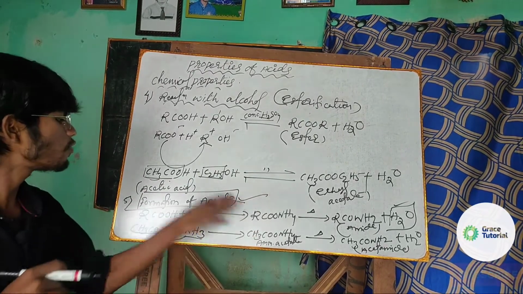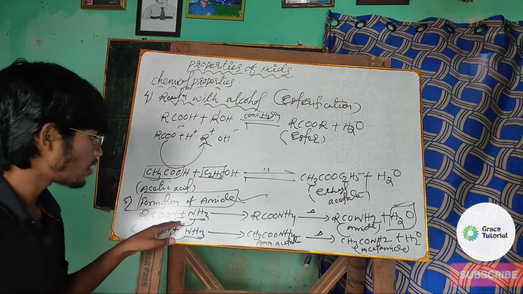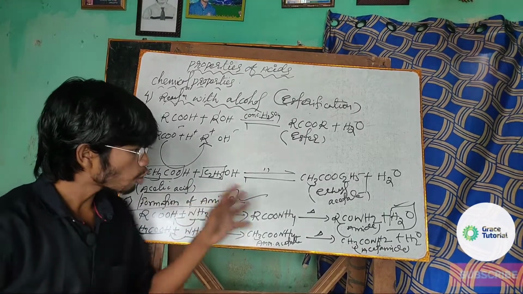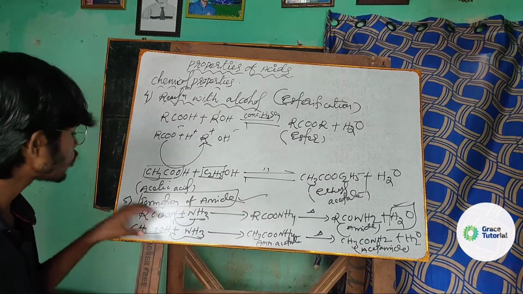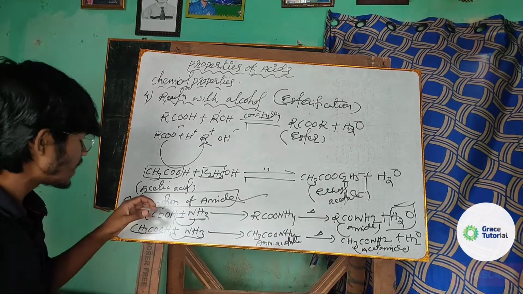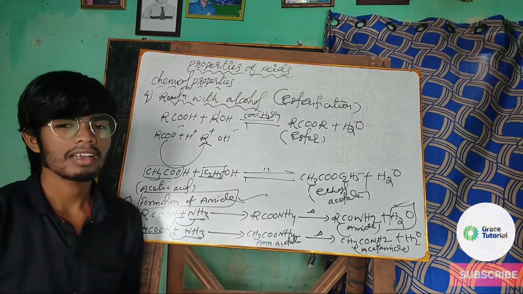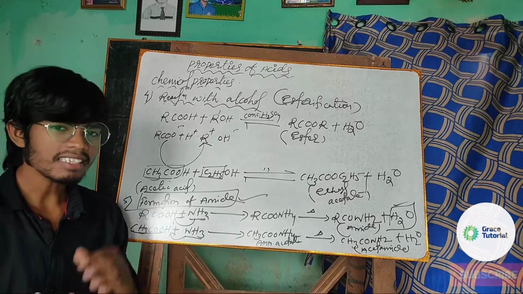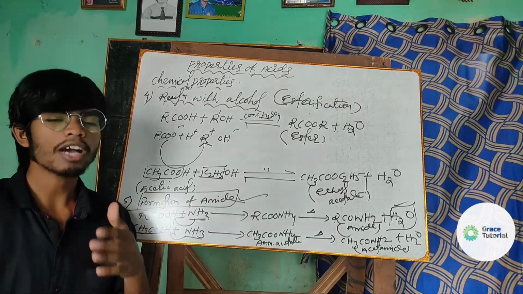The amide can be formed from the acid in two steps. So this is all about the fifth chemical reaction, that is the formation of amide. Now we will discuss the sixth chemical reaction of monocarboxylic acids.